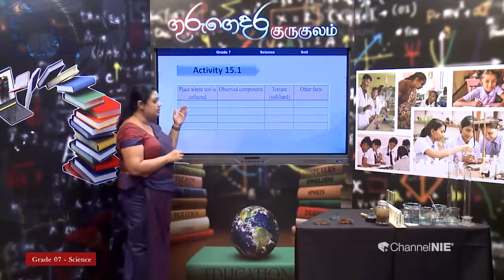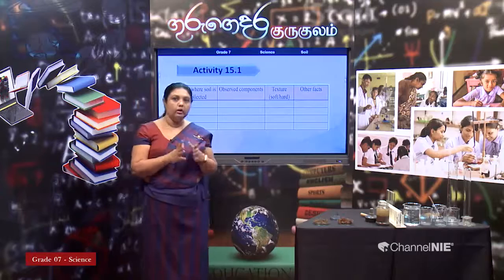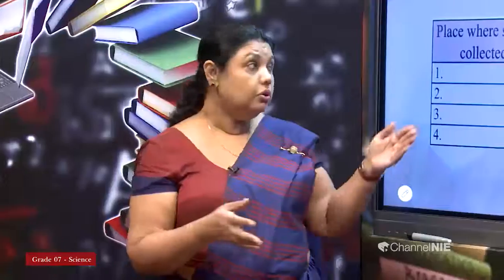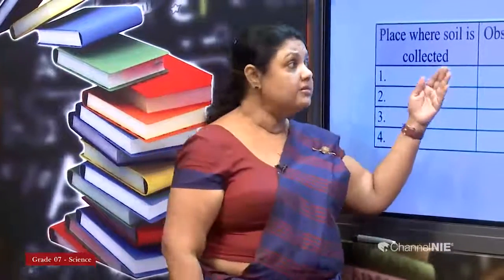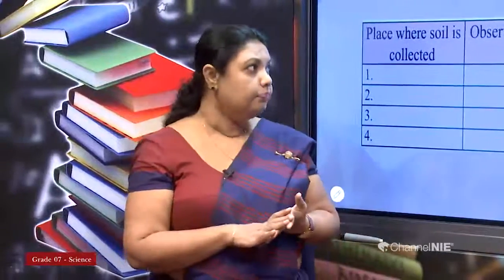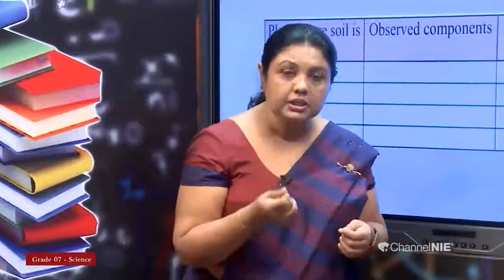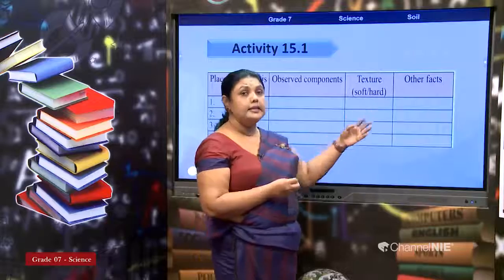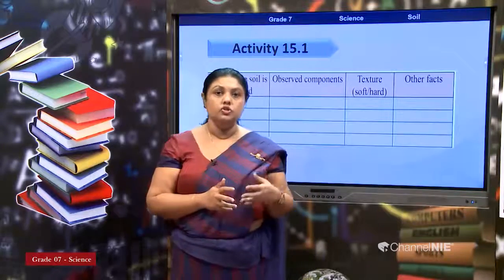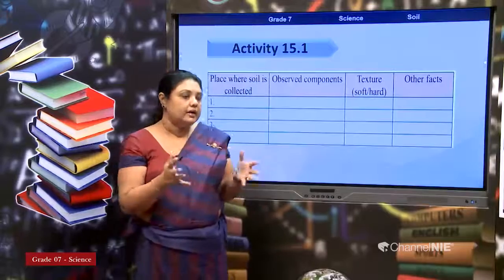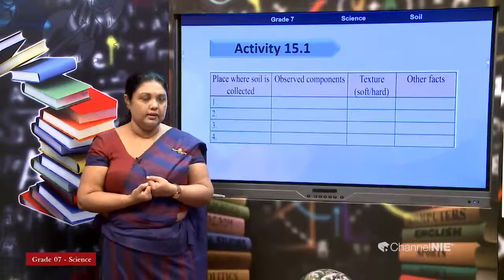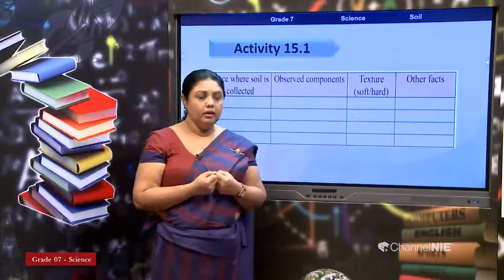So, as I told you, take samples from different places, from your garden, the roadside, your school garden, or near your well. You can write down the components found there. At the same time, you can touch it and see how you feel, and note other facts. If there is anything special, you can mention it. That is the first thing you can do to get an idea about soil.